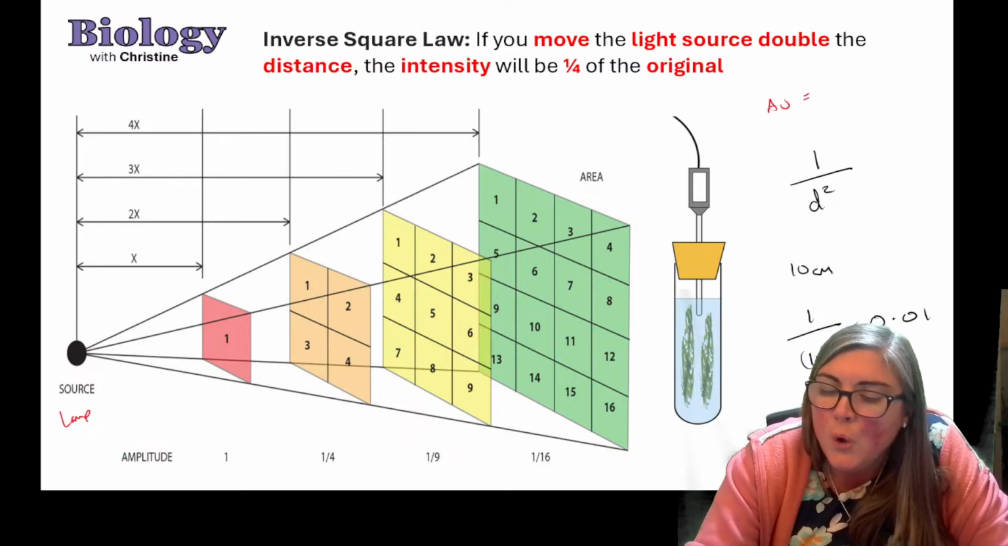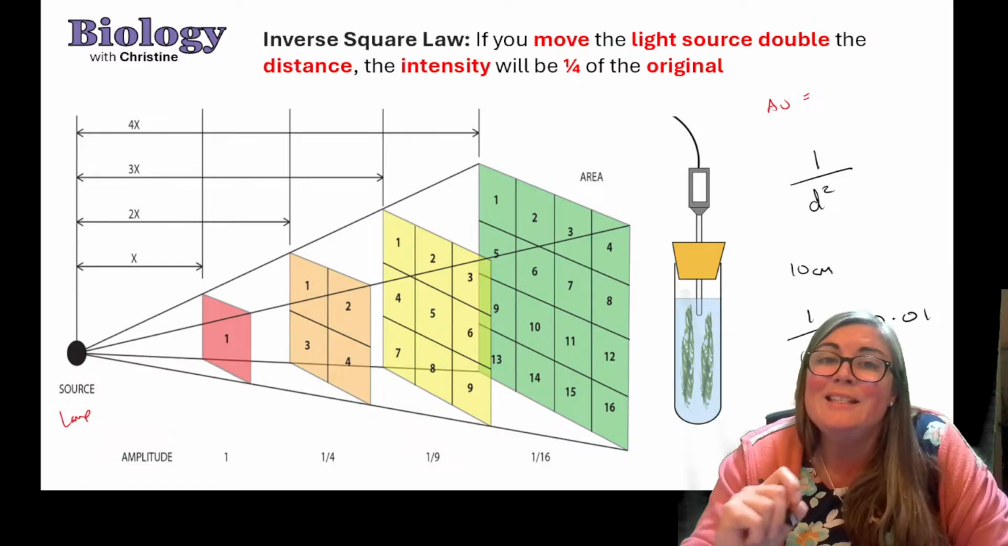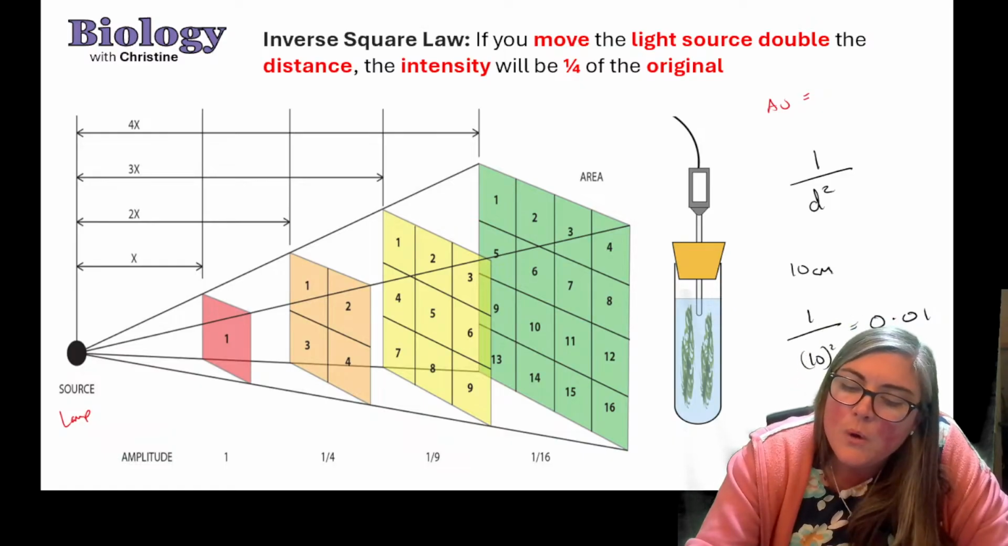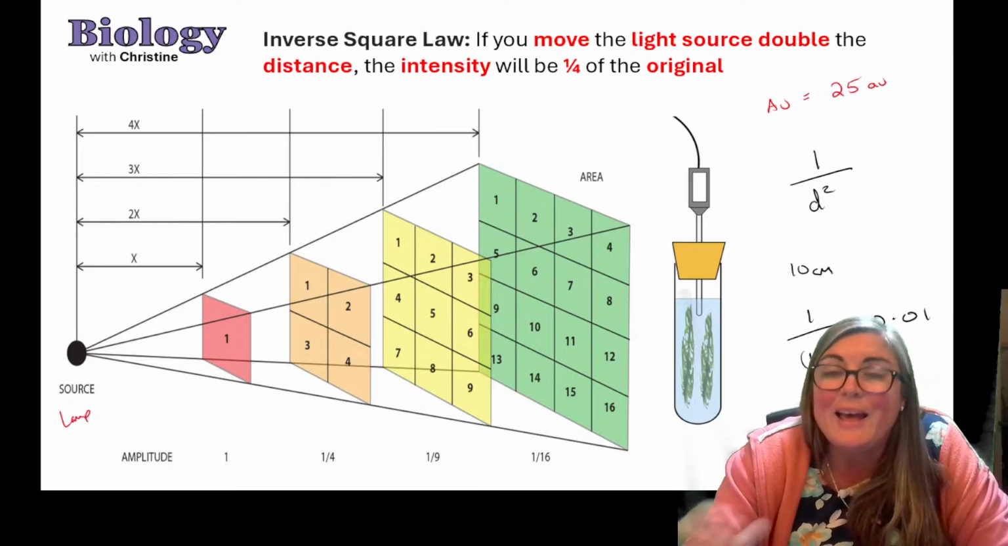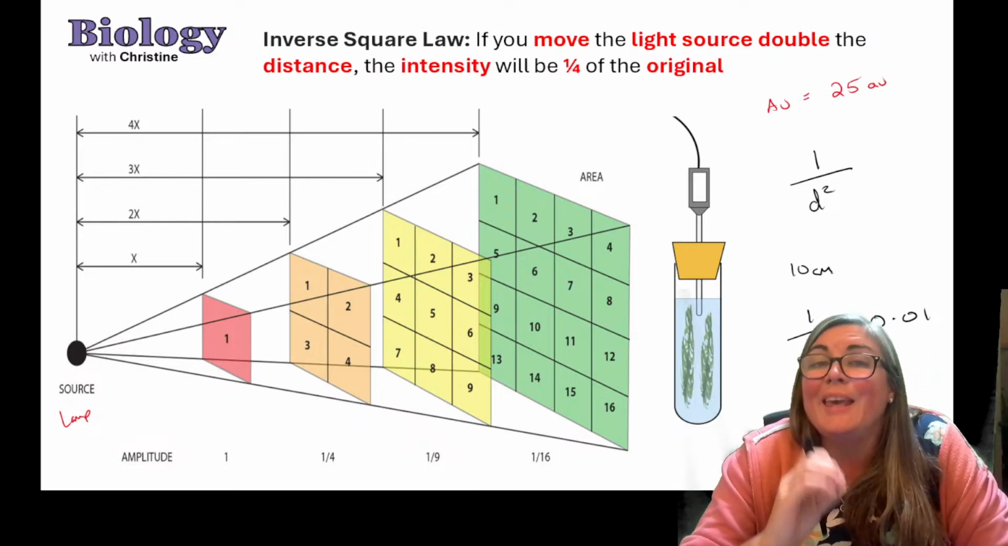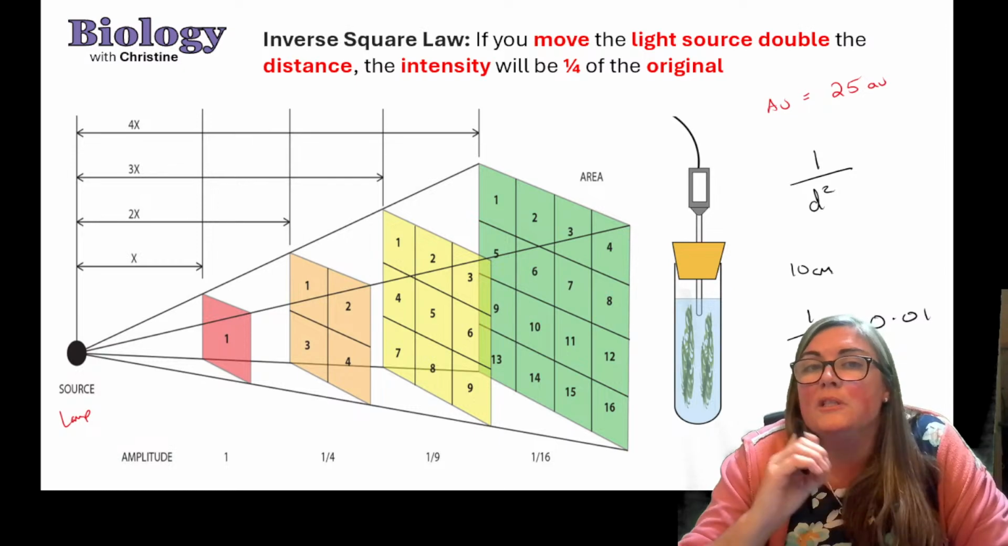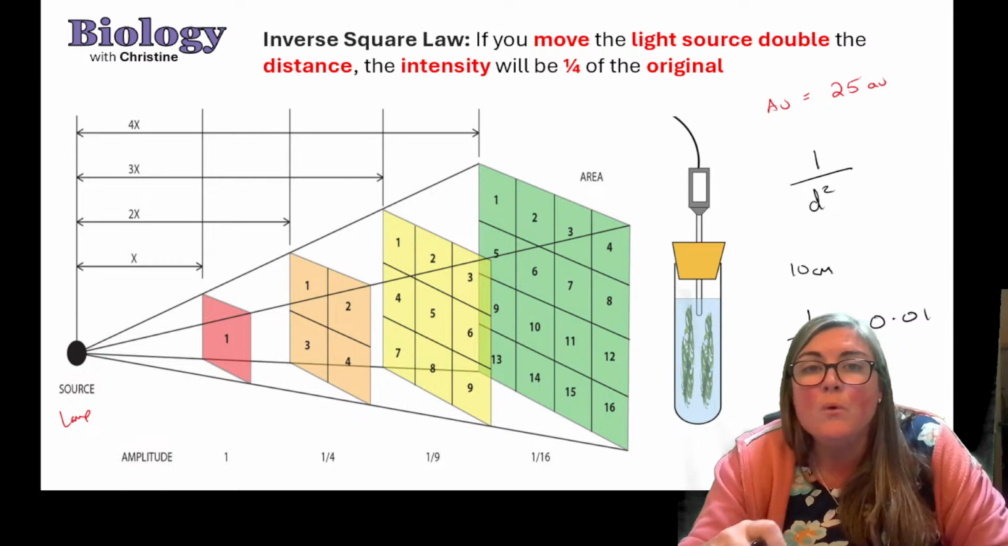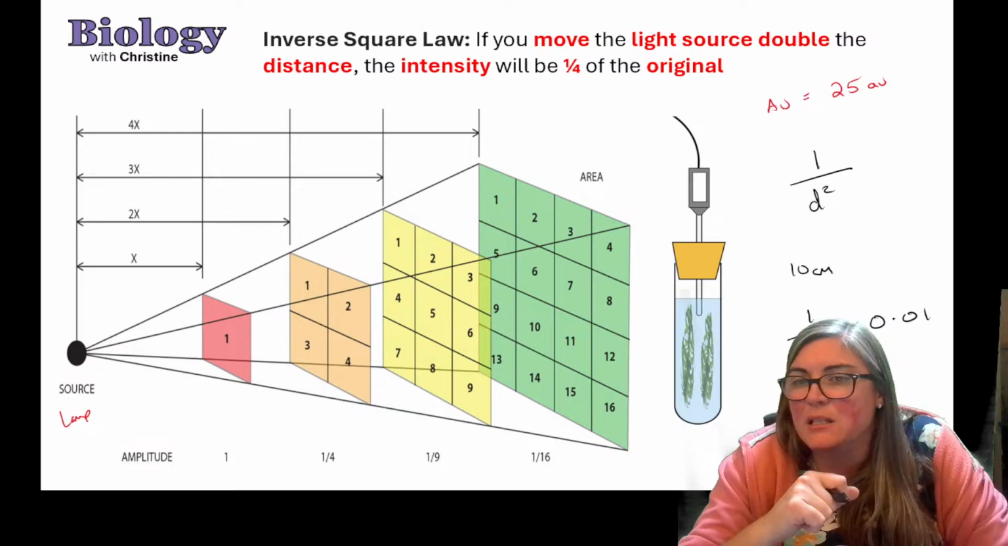So arbitrary units is what I would be saying. And therefore, if I'm told that 20 centimeters equals 25 arbitrary units, can I work out what the arbitrary units are for the 10 centimeters?